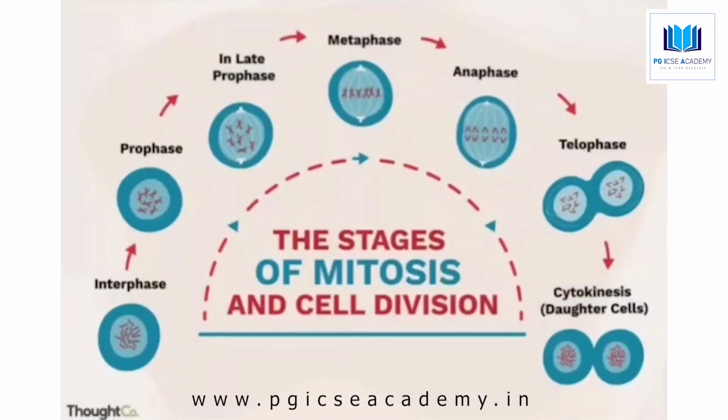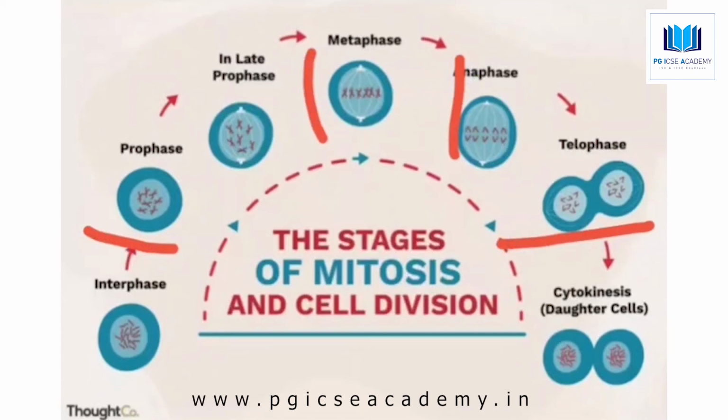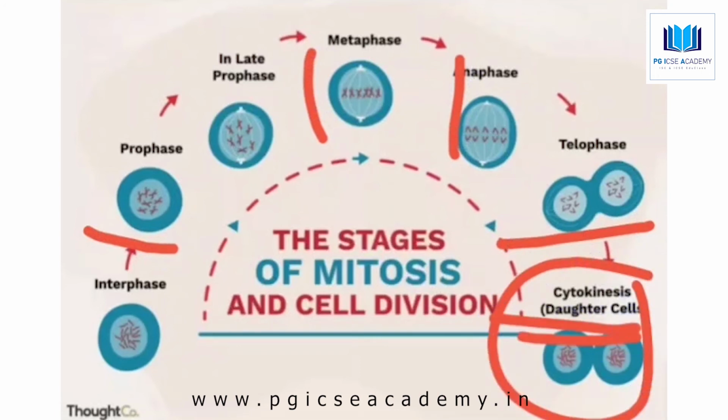So if in brief we want to see all the stages of mitosis, here we go. Number 1 is prophase, second is metaphase, third is anaphase, fourth is telophase, and the last is cytokinesis, in which two daughter cells are formed. Now let's go to the cell cycle.